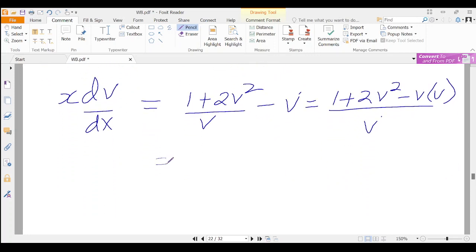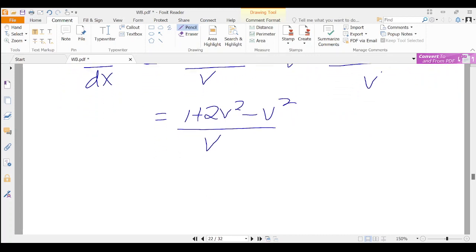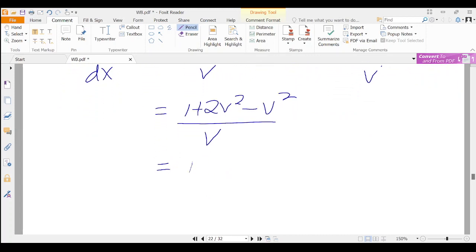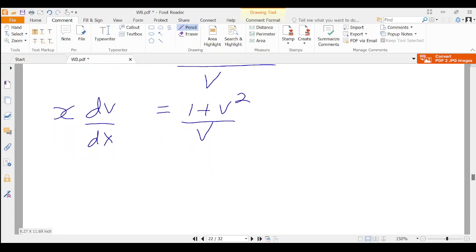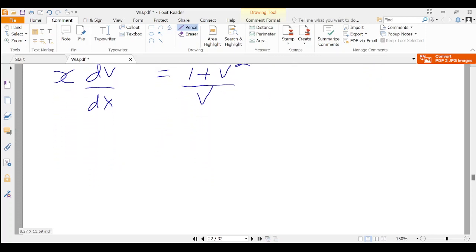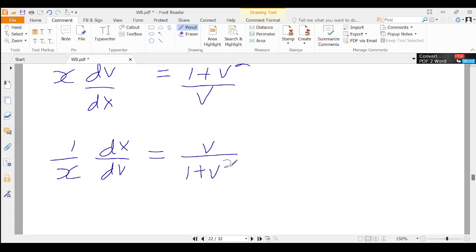So this will give us 1 plus 2v squared minus v squared, divided by v, which is (1 plus v squared) divided by v. This is x dv by dx. So at this point, I'll now take the reciprocal on both sides. So the left hand side becomes 1 over x dx by dv, and the right hand side becomes v divided by 1 plus v squared.